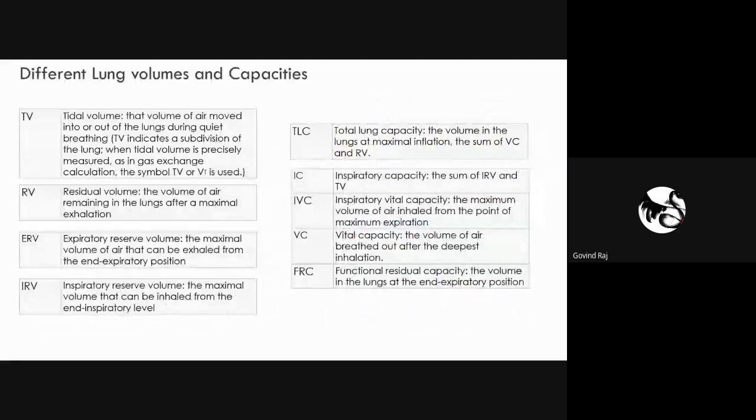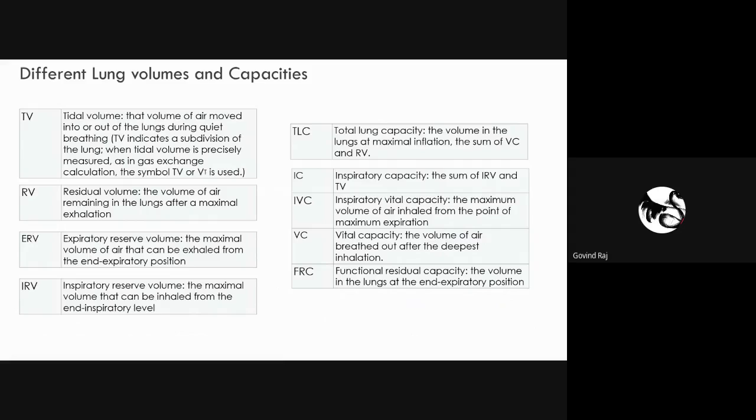Now we will move on to different lung volumes and capacities. First we will see which are the different lung volumes. Lung volumes means different volumes of air according to what criteria we are looking at. First we have the tidal volume. Tidal volume is the volume of air moved into or out of the lungs during quiet breathing. Quiet breathing means normal breathing. So whenever we are breathing, how much volume of air we take in or take out is taken as the tidal volume.